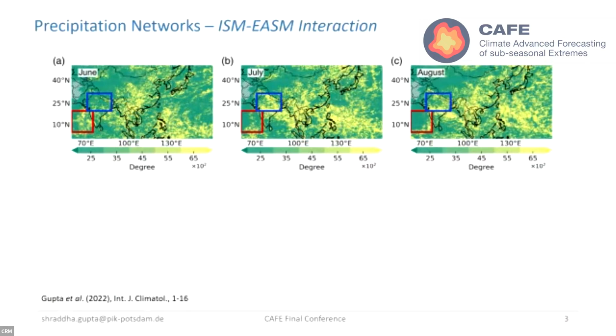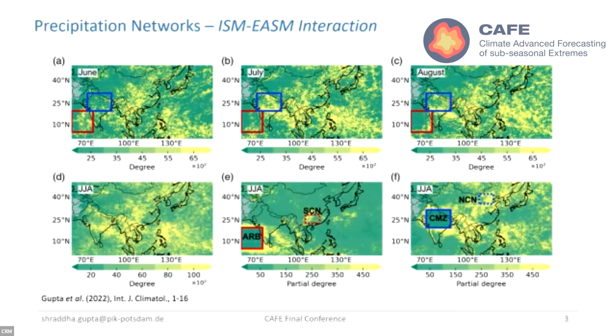So the next task was to find out where these links are. Where are these boxes connected to? For this, we compute the partial degree, where we consider only those links which are arising from these boxes, and compute the degree based on those links. We found that the Arabian Sea region, as you see from figure E, is primarily connected to parts of southern China, which is basically the lower and the middle reaches of the Yangtze River Valley. In figure F, you see that the northern and central part of India, which is the core monsoon zone, is connected to northern China, among other regions in Southeast Asia and the Pacific.